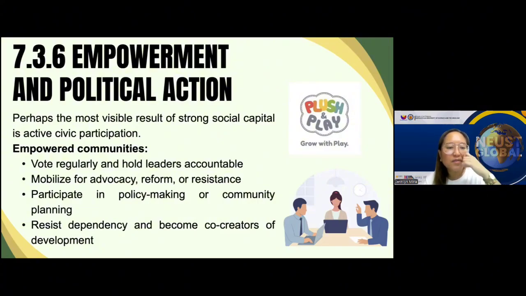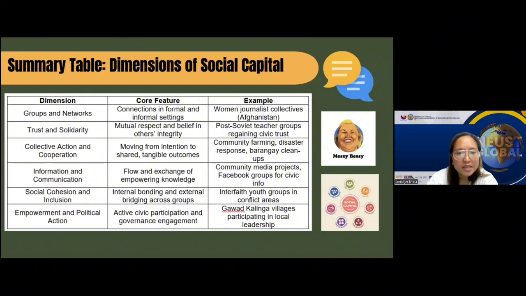So let's talk about the summary of social capital dimensions, just simply by looking at the table on the screen. As I've mentioned, please try to look at the table, which is considered the summary of social capital dimensions. So you can see that social capital is about the connections, the trust, and cooperation that allow communities and individuals to work together effectively. This table highlights 6 key dimensions: groups and networks, relationships in formal or informal settings that connect people. Example, women journalist groups in Afghanistan. We also have trust and solidarity, mutual respect and belief in each other's integrity. Example, the post-Soviet teachers rebuilding trust.